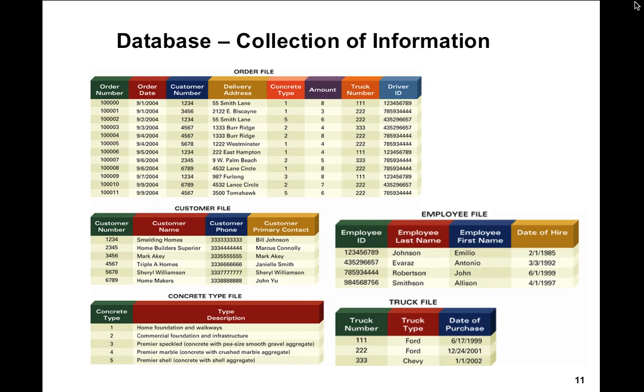Here we have a retail company. It looks like we have an order file, order table, employee, truck file, customer file. These are just like files in a file cabinet. So we get rid of the file cabinet, save the space, put somebody's desk there instead. Take all the information, put it online, put it into a database.